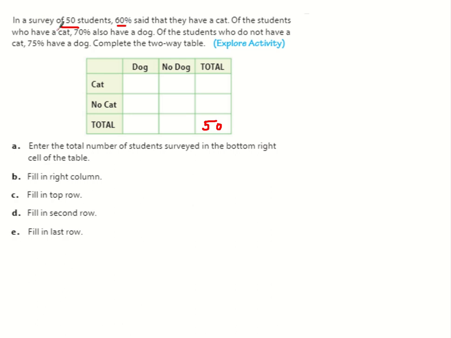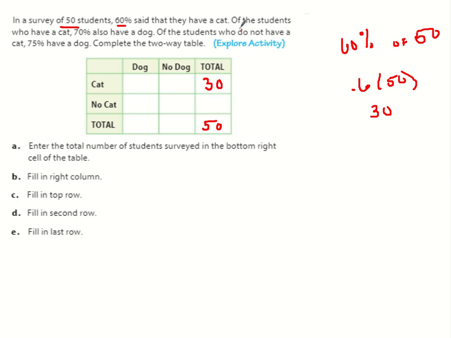60% of these 50 said that they have a cat. So all the students that have a cat would be here, because cat is this line right here. So this is students with the cat and a dog. This is students with the cat and no dog. But these are the total students that have a cat. So 60% of the 50 said that they have a cat. So what is 60% of 50? I'm just going to do 0.6 times 50, which is what a calculator is for, and I get 30. So that means 30 students have a cat.